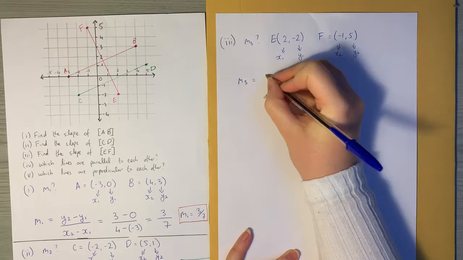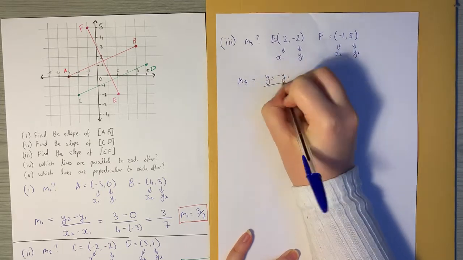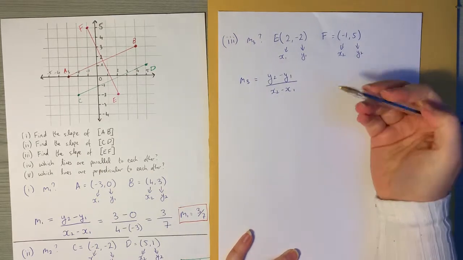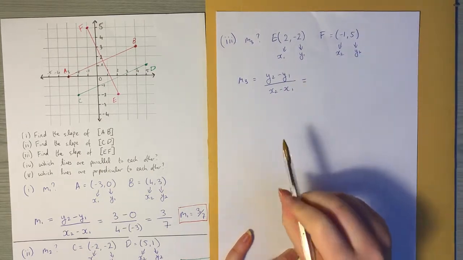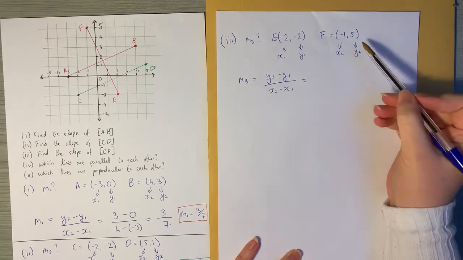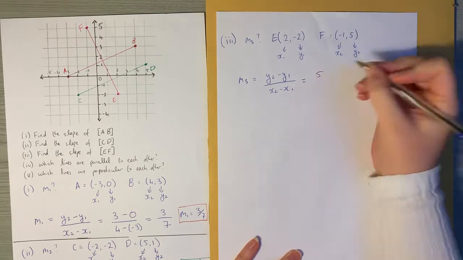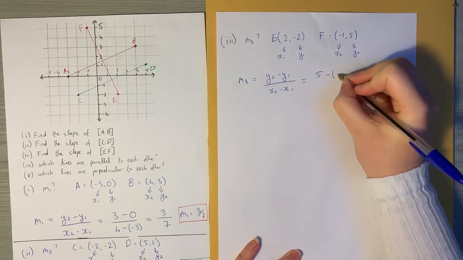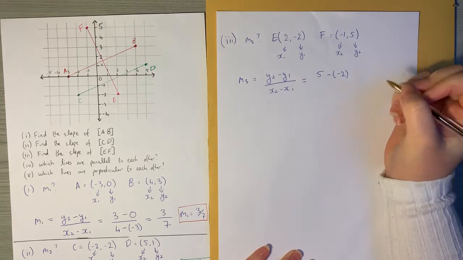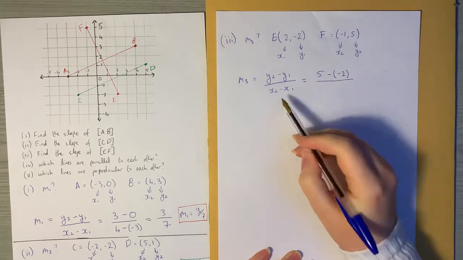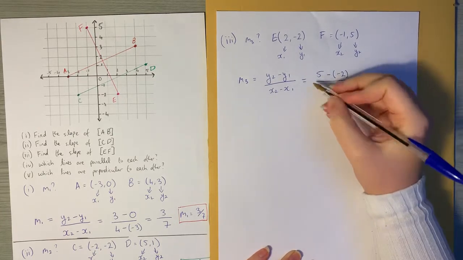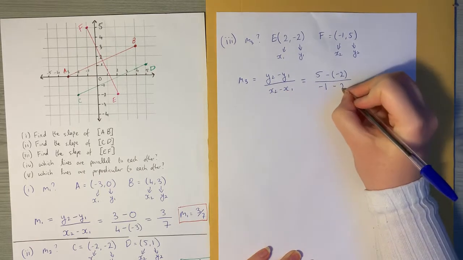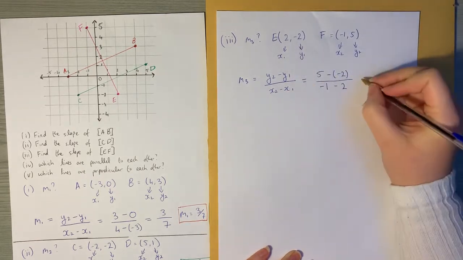M3 is equal to y2 minus y1 over x2 minus x1. That was the slope formula we had on the flashcard. So I'm going to fill in my values. So y2 is 5 and y1 is minus 2. So I've got 5 minus 2. And then on the bottom, I've got x2 minus x1. So I've got minus 1 minus 2, because that's my x1 value.